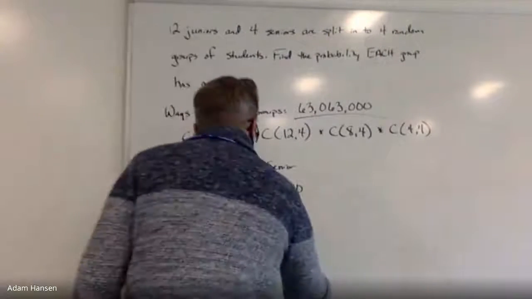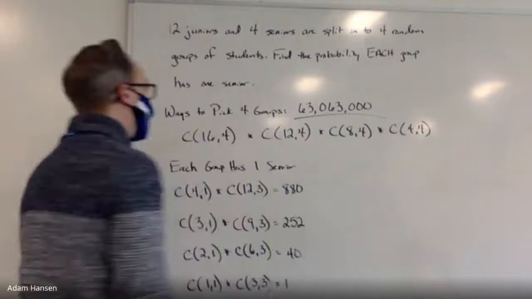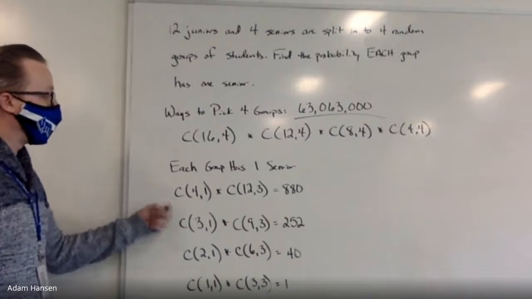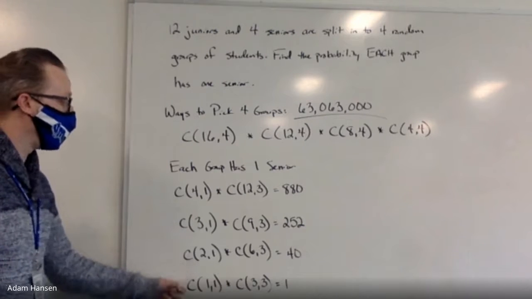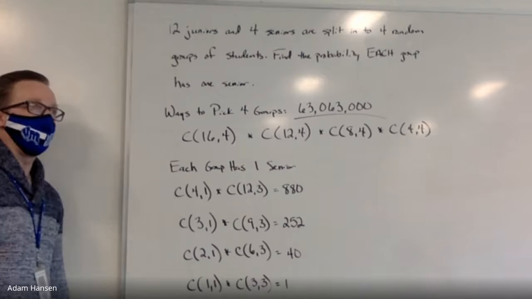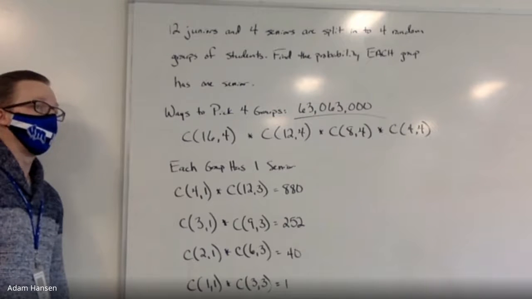40. And this last one is going to be 1. There's 880 ways to choose the first group, 252 ways to choose the second group, 40 ways to choose the third group, and only 1 way to choose the final group. What do I want to do with these 4 respective combination totals? Do I add them, or do I want to multiply them?